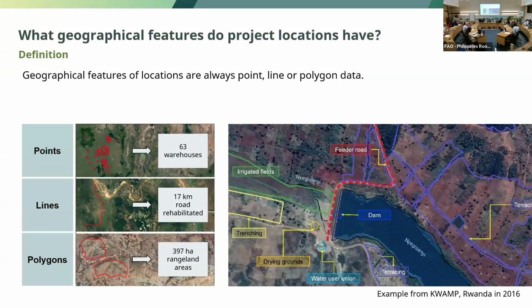We would argue that a project location is always a point, line, or polygon. So this is GIS vector data.